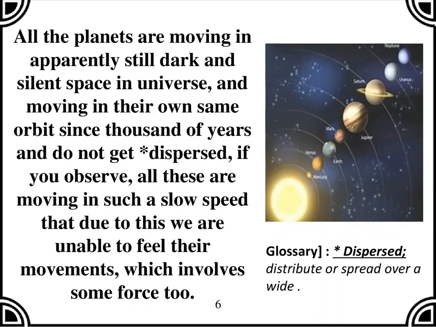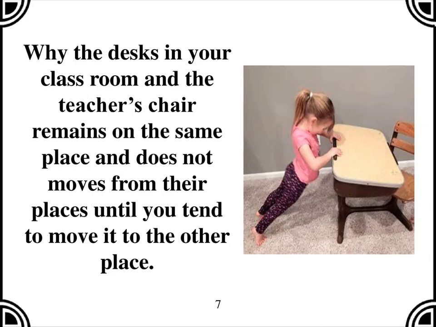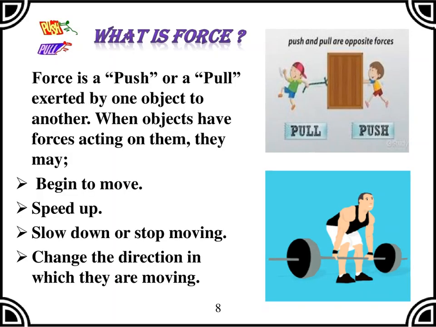All the planets are moving in apparently still, dark, and silent space in the universe, and moving in their own same orbit for thousands of years, and do not get dispersed. If you observe, all these are moving at such a slow speed that we are unable to feel their movements, which involve some force too. Why do the desks in your classroom and the teacher's chair remain in the same place and not move from their places until you move them to another place?